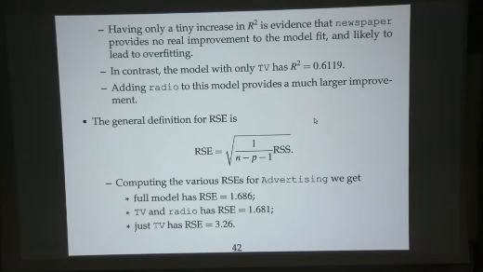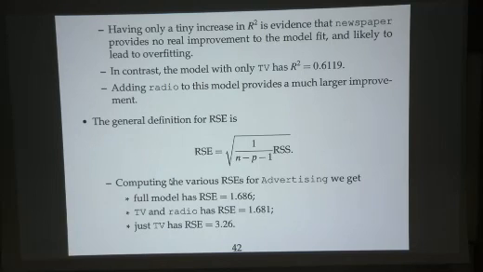So you can compute the RSE for the advertising data set. For the full model, the RSE is 1.686. If you just use TV and radio, so you omit the newspaper, then the RSE is smaller, 1.681. And if you use just the TV, then the RSE is 3.26. So again, the higher the R square, the better the fit. The lower the RSE, the better the fit. So they are in some way opposite.